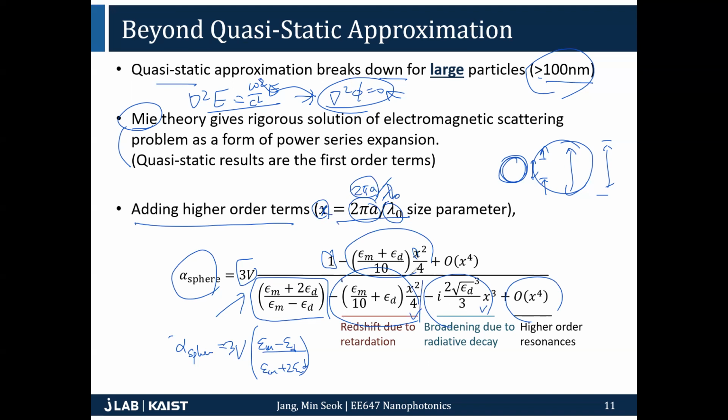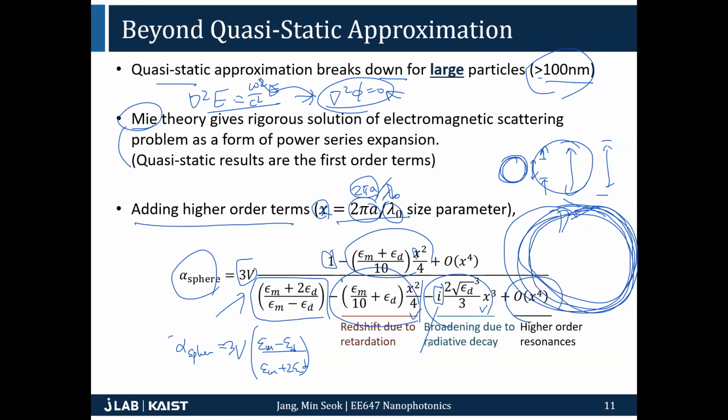The first order, the lowest order correction is that if you go to a bigger particle, it takes the plasmons more time to oscillate around the particle, to circle around it one round, because the circumference becomes much longer than before. This leads to a redshift due to the retardation. This is called the retardation effect. And then another correction, if you can see here, has an i term.